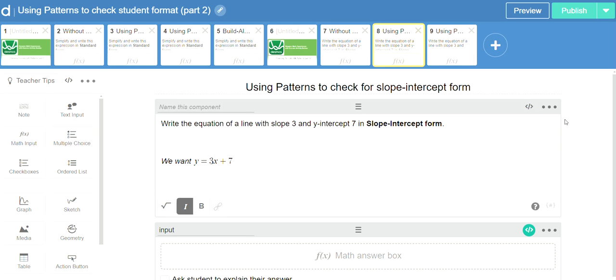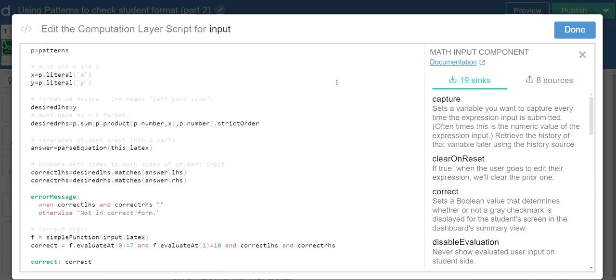So entering edit mode here. Again, all of my computation layer is in the input down here, and we're going to build upon what we did in the previous video. So I'm going to go a little bit quicker with some of these parts. We're going to represent the function patterns with the variable p. And again, we're going to represent the variables that we want to use using patterns literal.